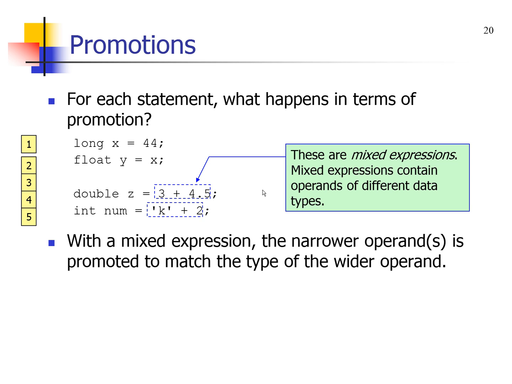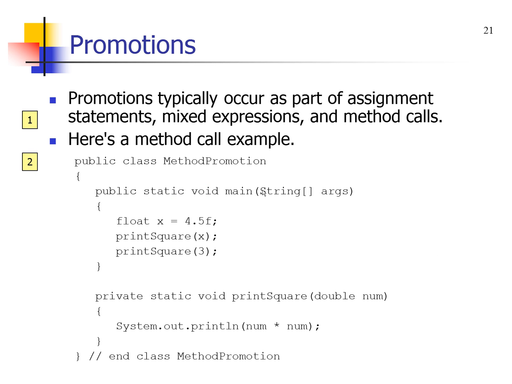Okay? Now the next one, int num, and we have k plus 2. 2 is an integer, k is a character, so it will convert it to the ASCII value, whatever lowercase k is, and then it will add it to 2. Easy enough there.